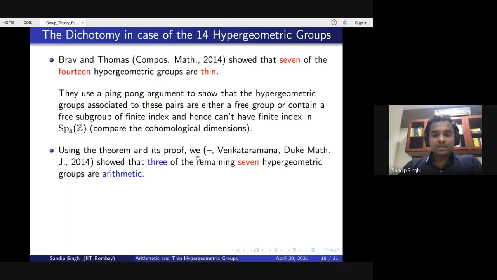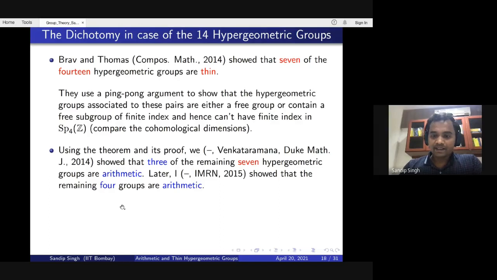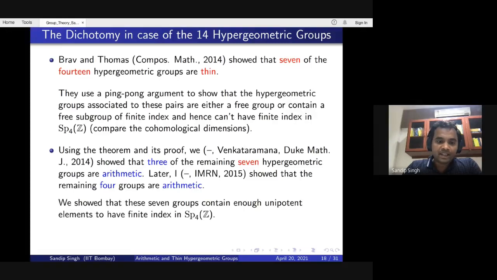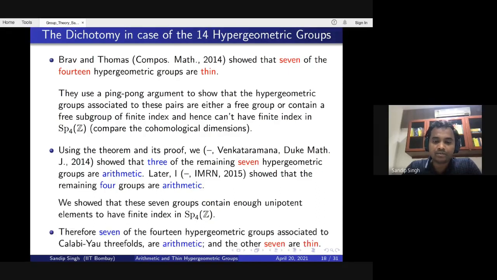And using the theorem and its proof, we showed that 3 of the remaining 7 hypergeometric groups are arithmetic. And later I showed that the remaining 4 groups are arithmetic. We showed that these 7 groups contain enough unipotent elements so that they have finite index in Sp4(Z). So therefore, 7 of the 14 hypergeometric groups associated to the Calabi-Yau threefolds are arithmetic and the other 7 are thin. So those 14 cases are completely solved.